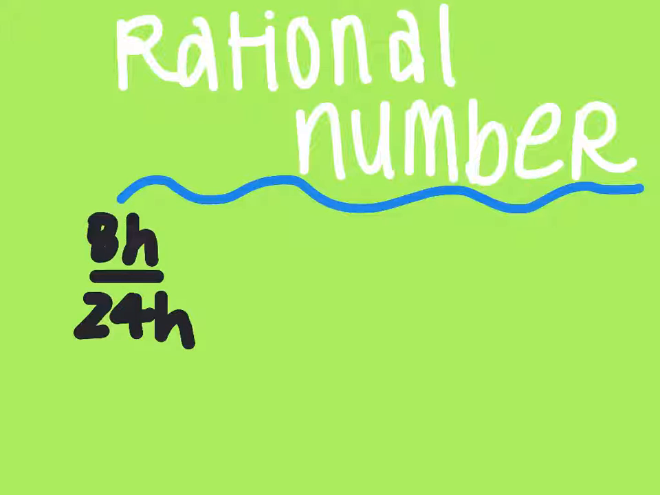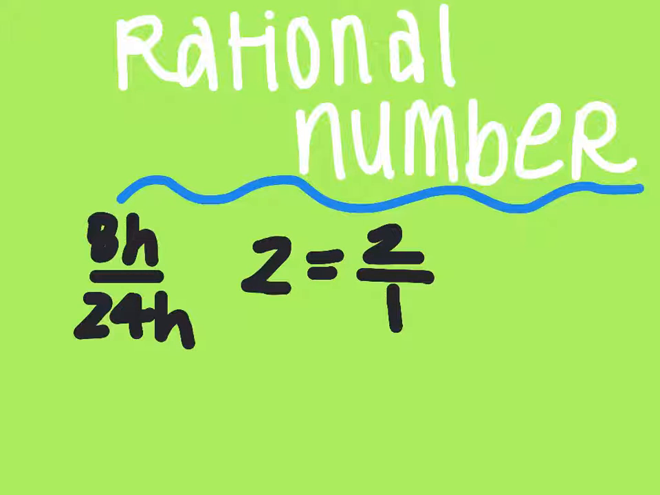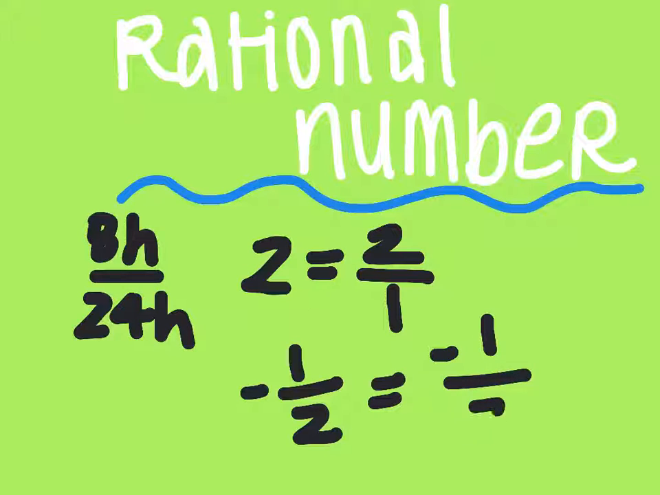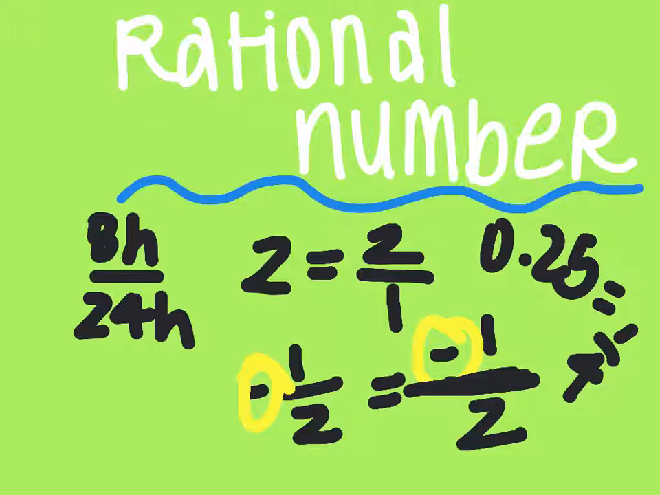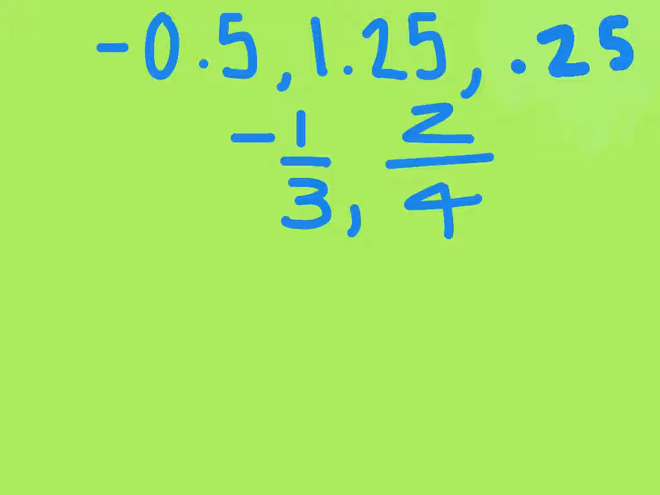So some other examples would be 2 equals 2 over 1. That's a rational number. Negative 1/2 equals negative 1/2. Okay, it's not the same because they are in different places. This one is actually on the line. This one is outside of it. Another one is 0.25 is equal to 1/4. Those are all examples of rational numbers.